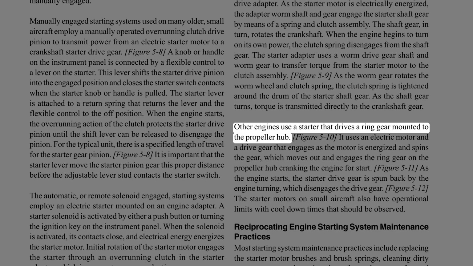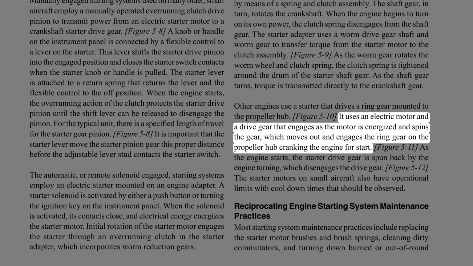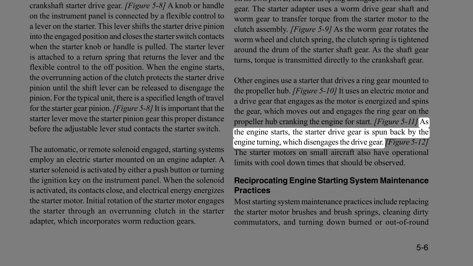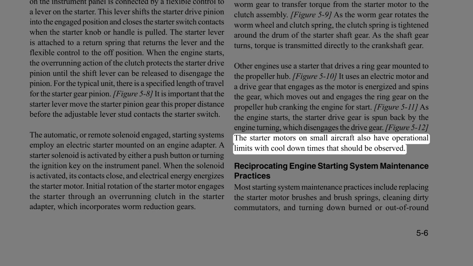Other engines use a starter that drives a ring gear mounted to the propeller hub. It uses an electric motor and a drive gear that engages as the motor is energized and spins the gear, which moves out and engages the ring gear on the propeller hub, cranking the engine for start. As the engine starts, the starter drive gear is spun back by the engine turning, which disengages the drive gear. The starter motors on small aircraft also have operational limits with cool-down times that should be observed.